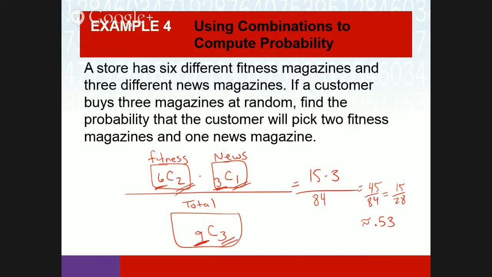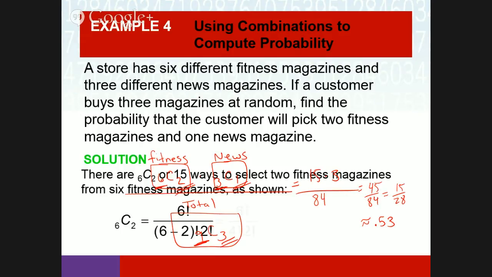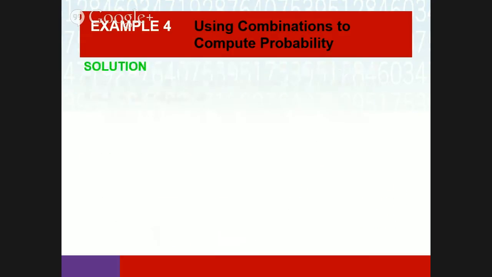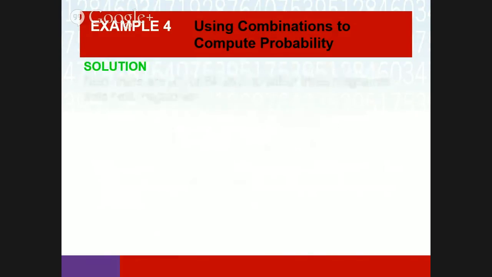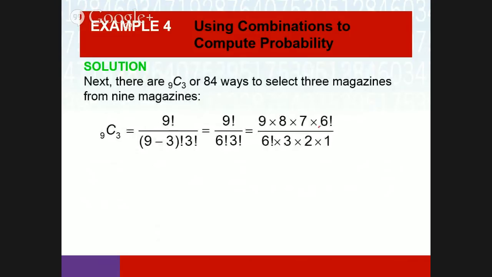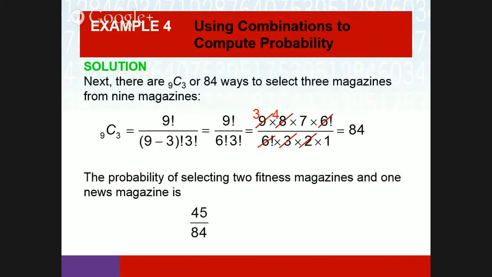You guys see how that comes in handy, kind of breaking it up like that? Your book doesn't necessarily do it that way, but they get the same approach. They find the 3 separately: 45 over 28, 15 over 28, which is approximately 0.536.